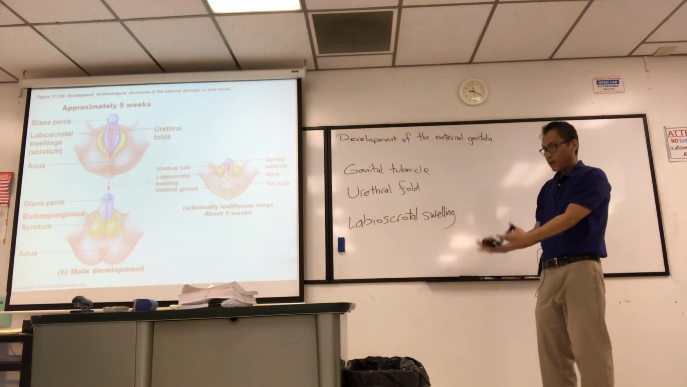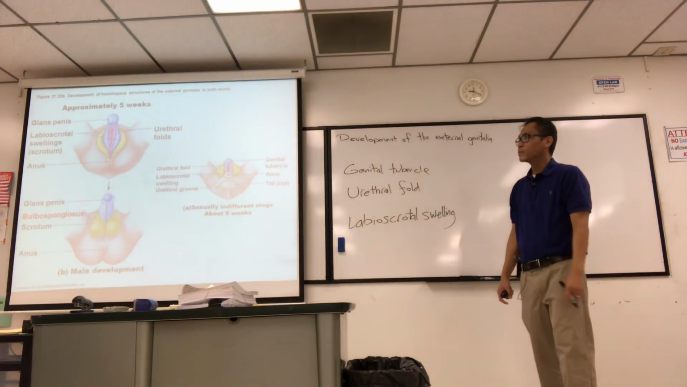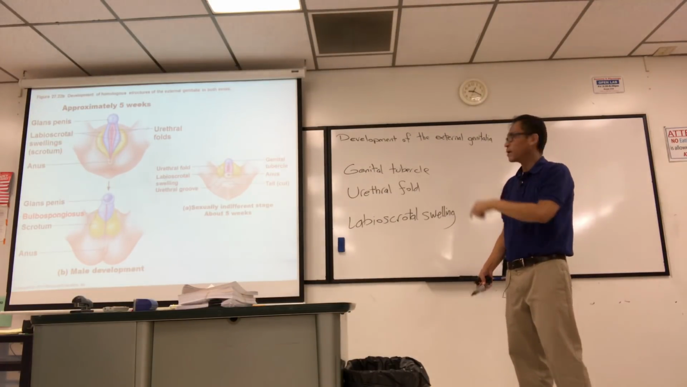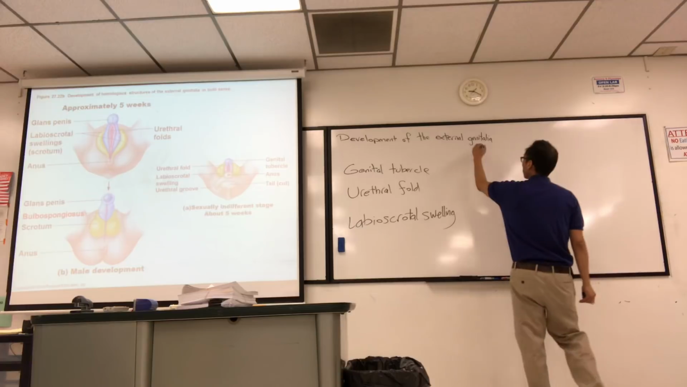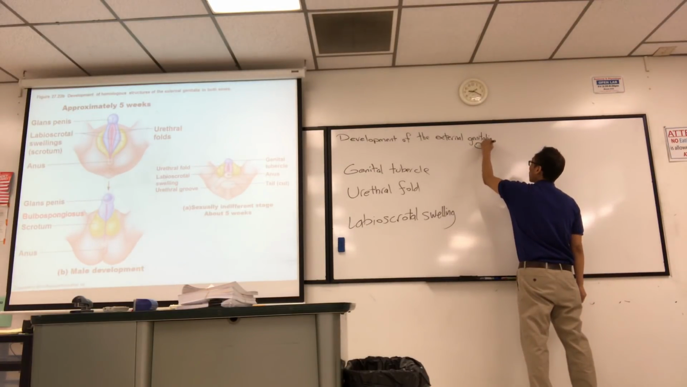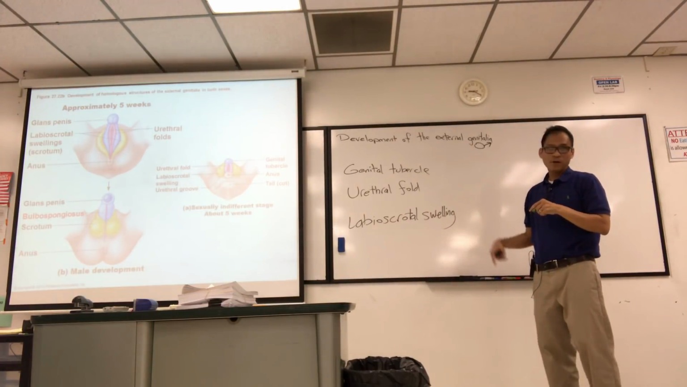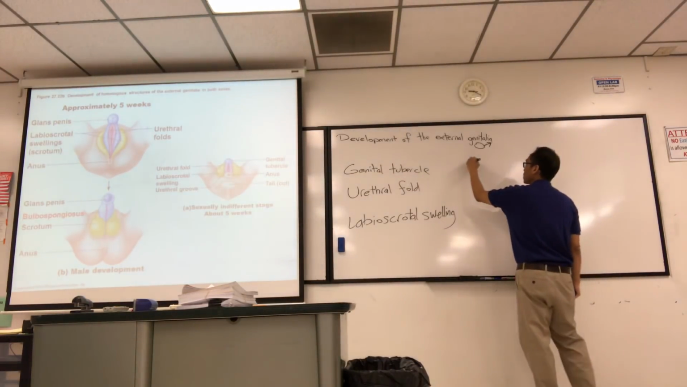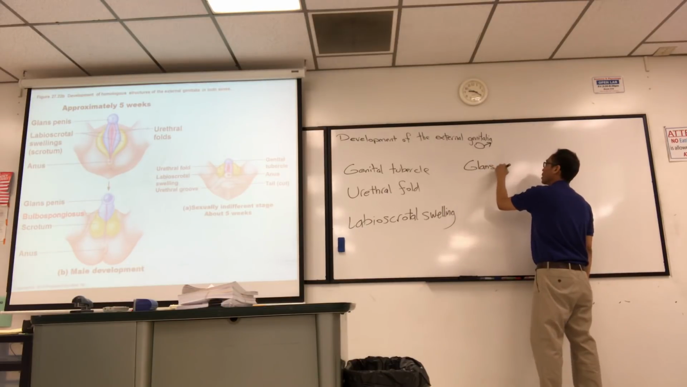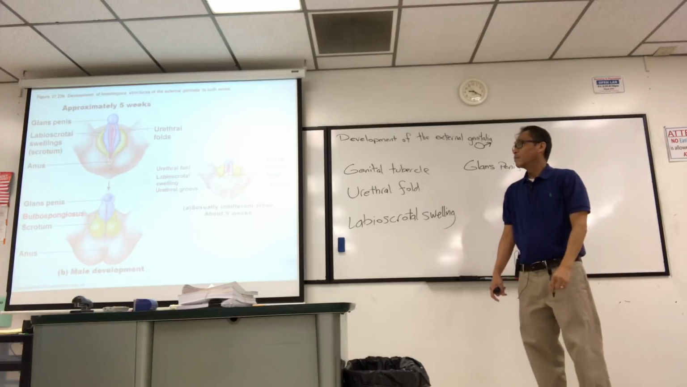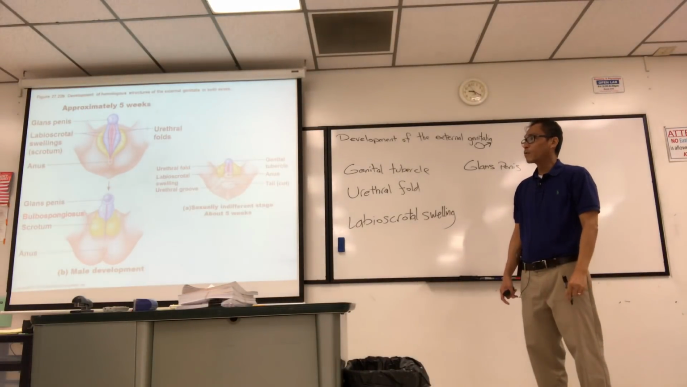If it's the male pathway, the male has inherited the Y chromosome from dad, and the SRY protein will influence this development. Here's the gender sign for male. Basically, what you see here is that the genital tubercle will become the glans penis. The urethral folds fuse and form the ventral aspect of the penis.